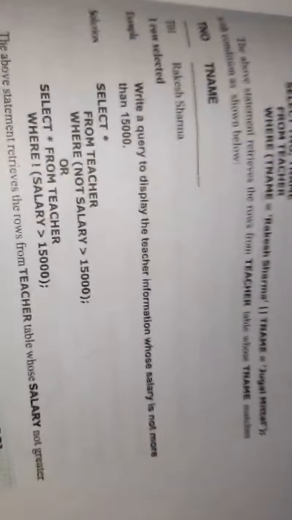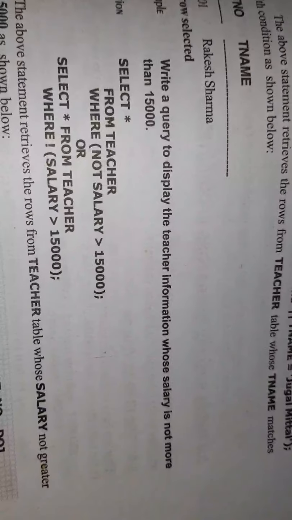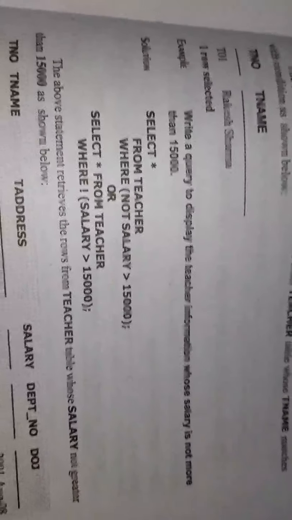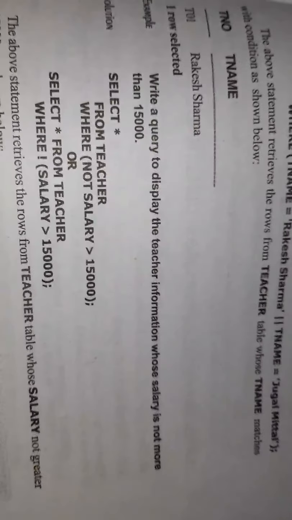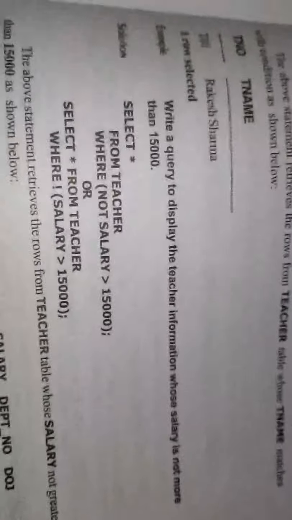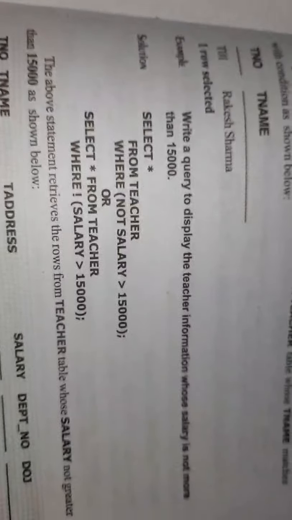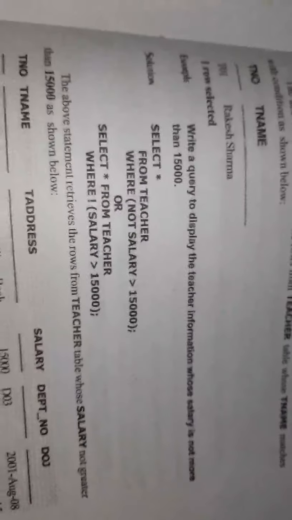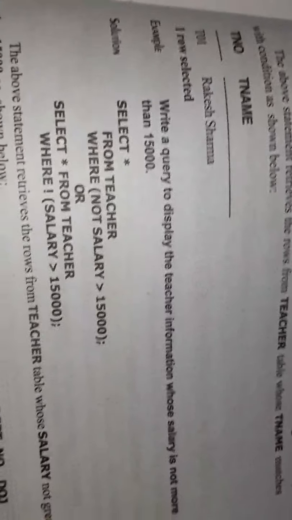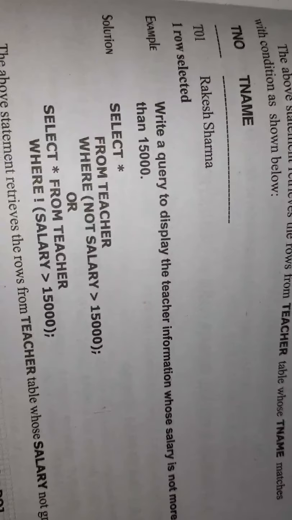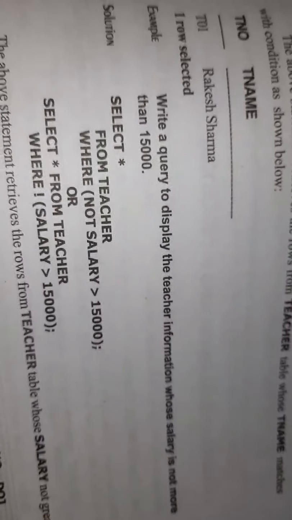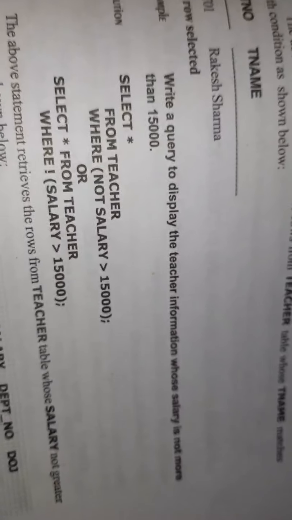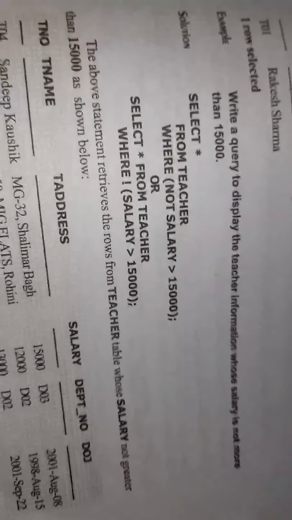In the case of the NOT operator, you can see that it is enclosed in parentheses, to differentiate between the operators and the columns. So here, where not salary greater than 15,000, it will search the table for salary less than 15,000. If you read it the opposite way, select star from teacher where salary greater than 15,000, that means salary is greater than 15,000. If you write NOT, that means salary is not greater than 15,000.